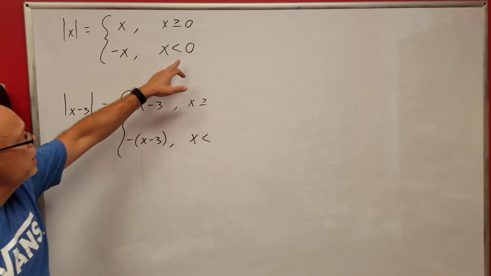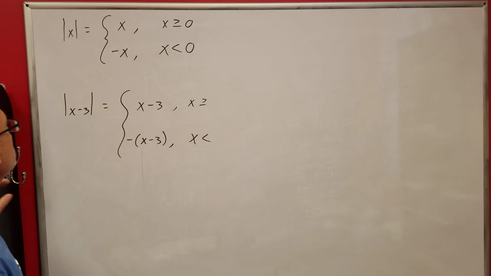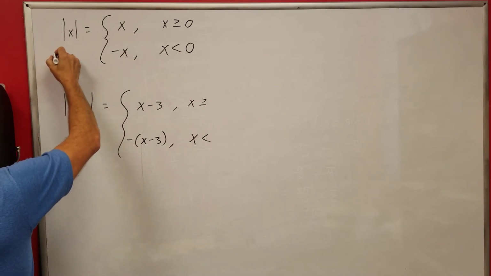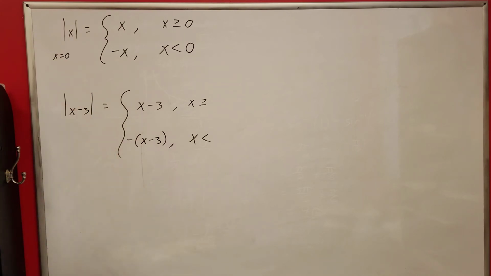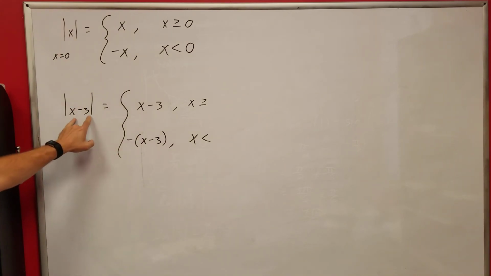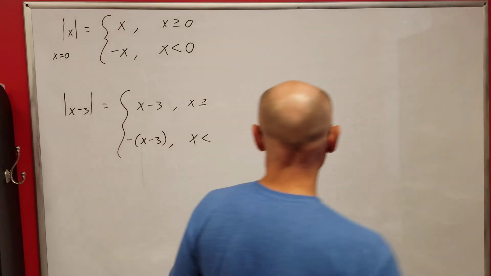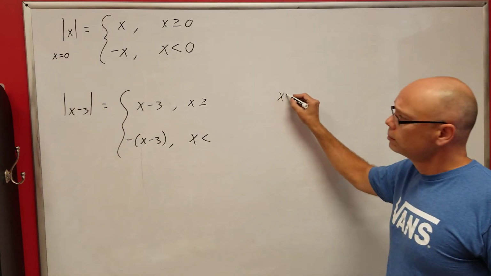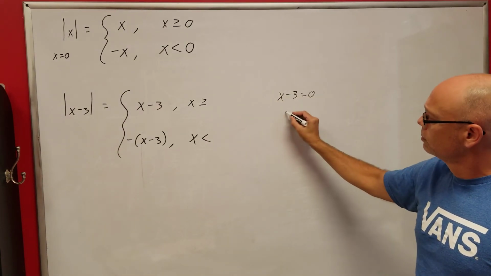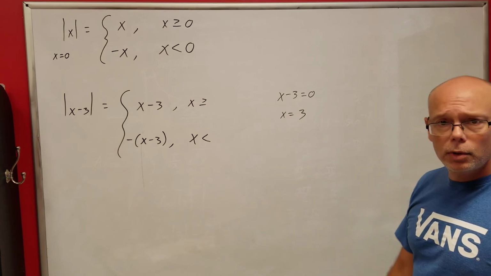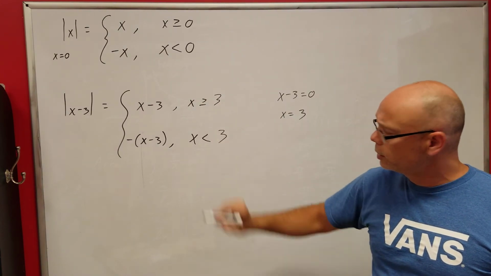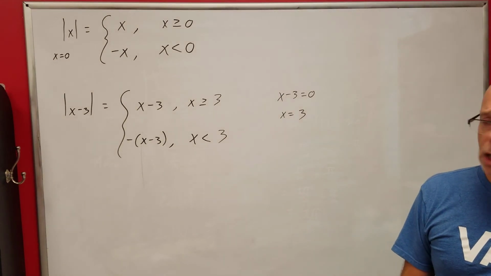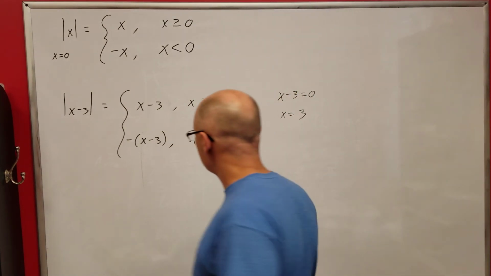Now that number here was 0. The only reason that number here was 0 is because that's where the inside of this absolute value was equal to 0. Where's the inside of this absolute value equal to 0? Well, that's going to be when x is equal to 3, right? So the number we're going to put here and here is going to be 3. Now, don't just have blind faith in that. Check.